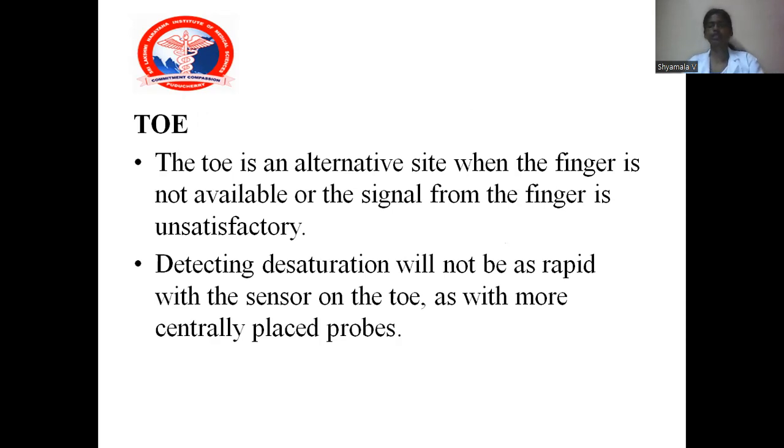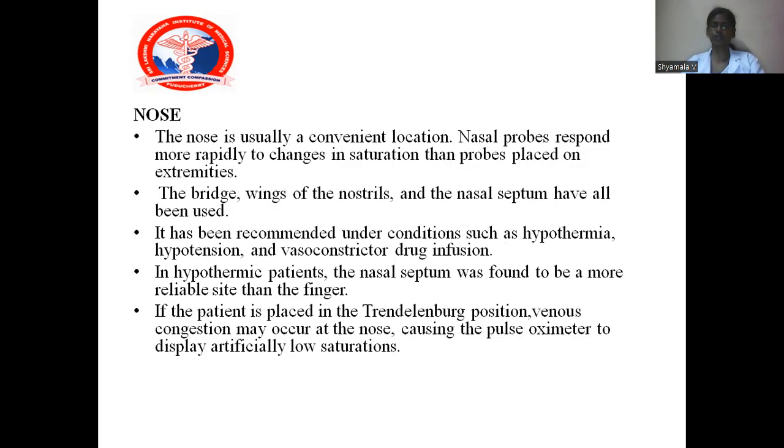The toe is an alternative site when the finger is not available or when the signal from the finger is unsatisfactory. Detection of desaturation will not be as rapid with a sensor on the toe as with the more centrally placed probes.